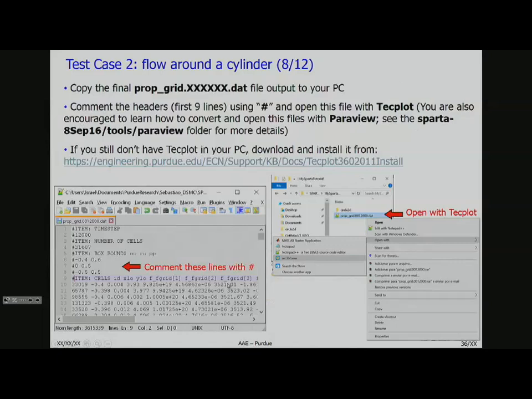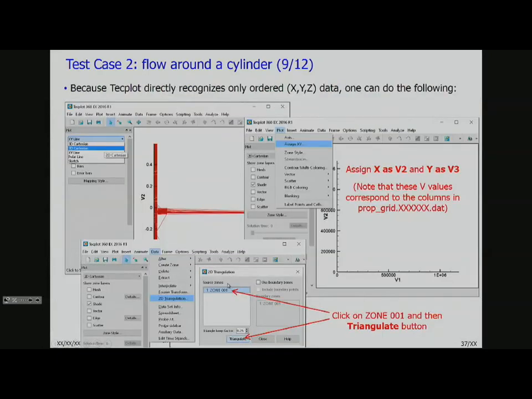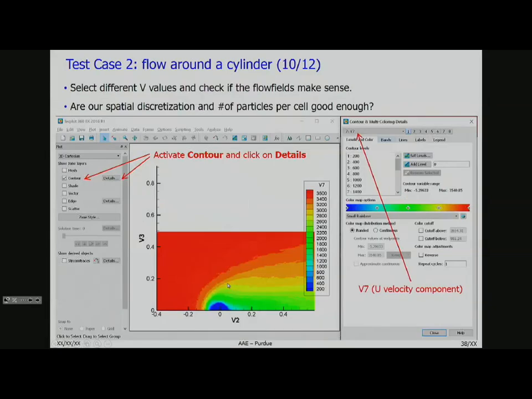This shows you how to use Tecplot, which is post-processing software available to all of us, because we're all Purdue students. At some point, in a different lecture, I'll show you how to do this. Looks like we're out of time.